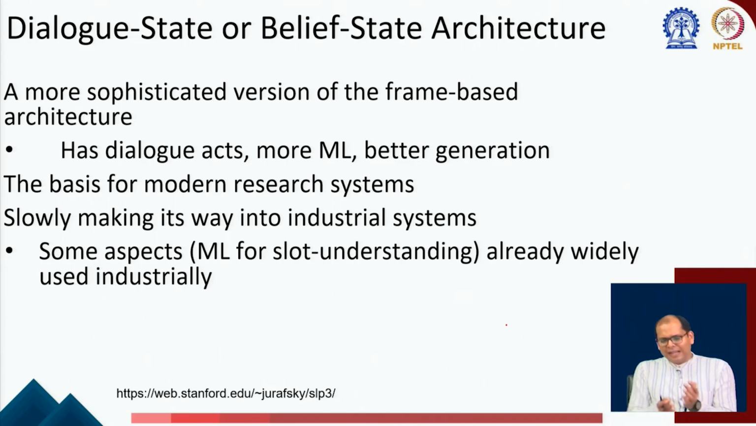Okay. And then there is the dialogue state or belief state architecture, which is just a more sophisticated version of the previous thing that we have said. It has dialogue acts, that is, what is the particular action that the user has taken. It's more like doing clarification, follow up, what is the dialogue act. It would have more machine learning, and it typically provides better generation, because it goes beyond just giving a templated response, but tries to generate using natural language generation methods. This has been the basis of modern day research systems typically, and many of the parts are making their way into industrial systems, like using machine learning for slot understanding, which is widely used.